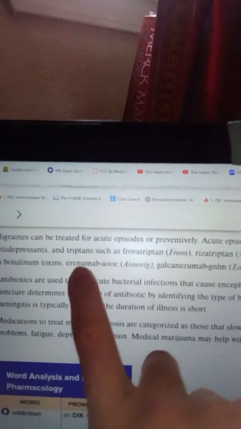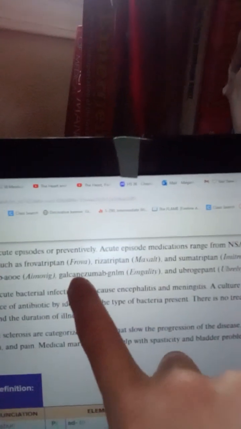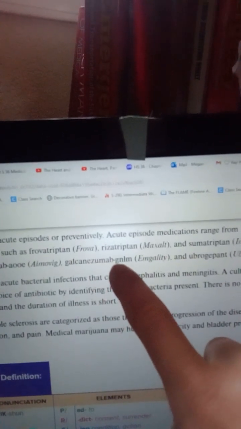botulinum toxins, erenumab (Aimovig), galcanezumab (Emgality), and ubrogepant (Ubrelvy) are proven effective.